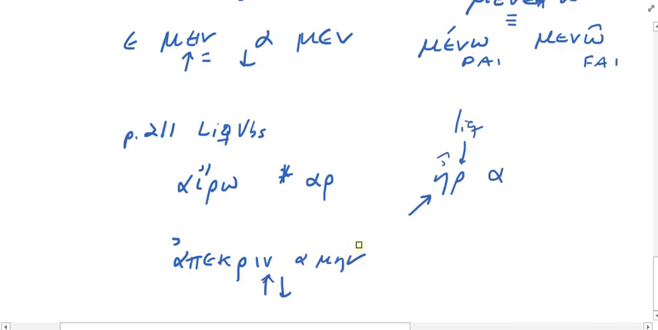Does that accent move to the alpha? Yes. Off the iota? Okay. Right. So my accent has to go here on the alpha. So apekrinamen. All right. And so how do we know again that it's going to take middle passive endings? Good question. Let me direct your attention to the back of the book. So go to page, let's see, what page is this?